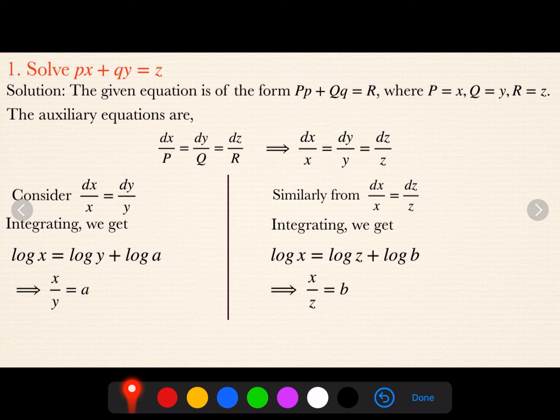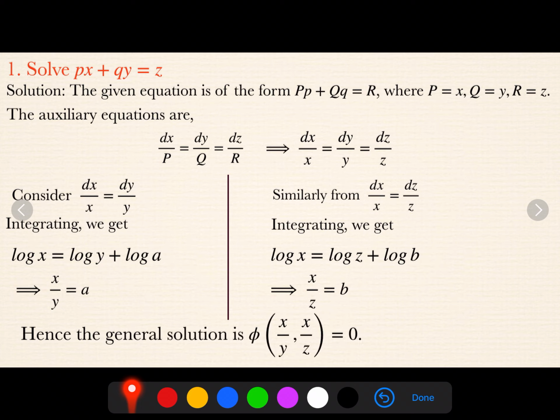Transform the log z to the other side, we get log x minus log z. Use the log a minus log b formula, it is log of a by b, and log on the other side also, so log and log cancel. We get x/z equal to b. So, by using these two expressions, form the final general solution, that is phi of x/y comma y/x by z... that is, phi of (x/y, x/z) is your final solution.